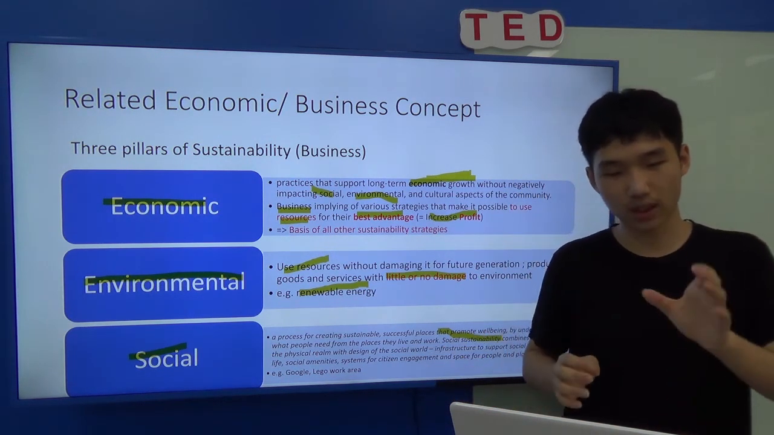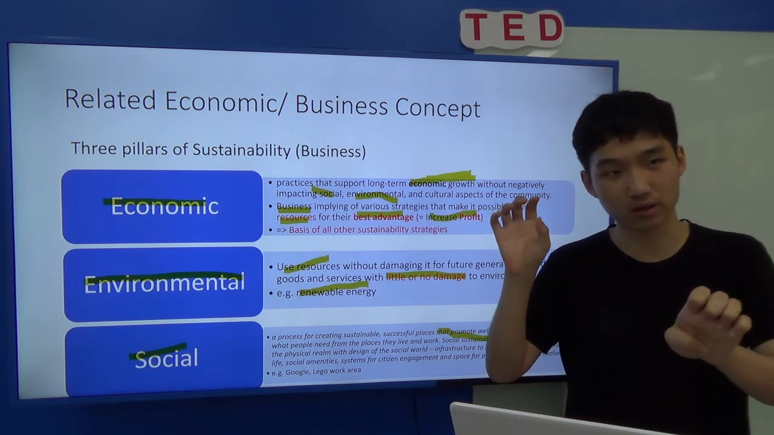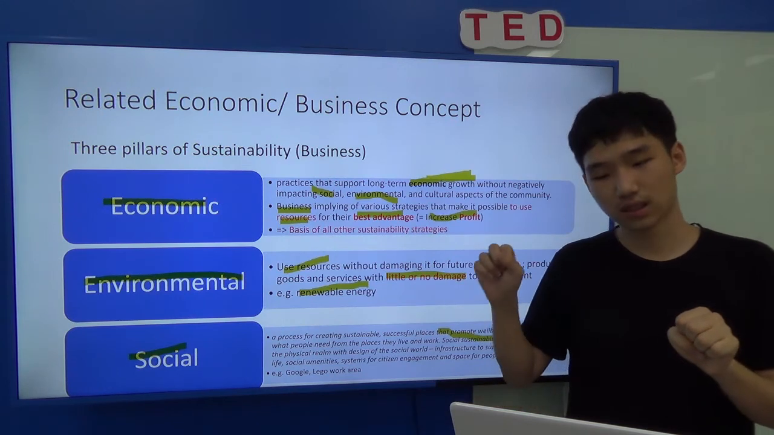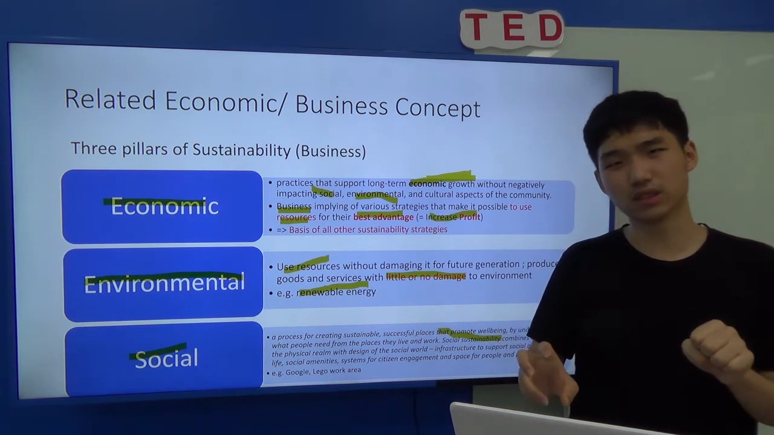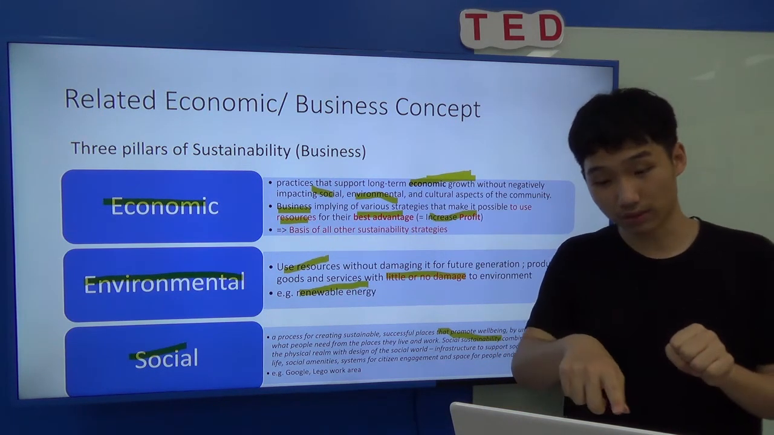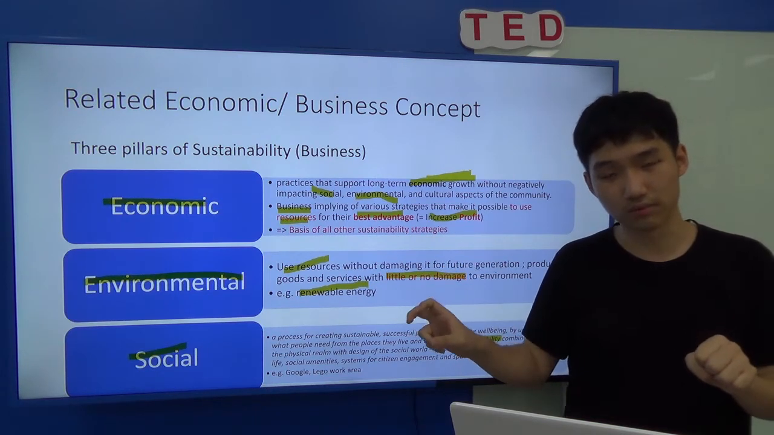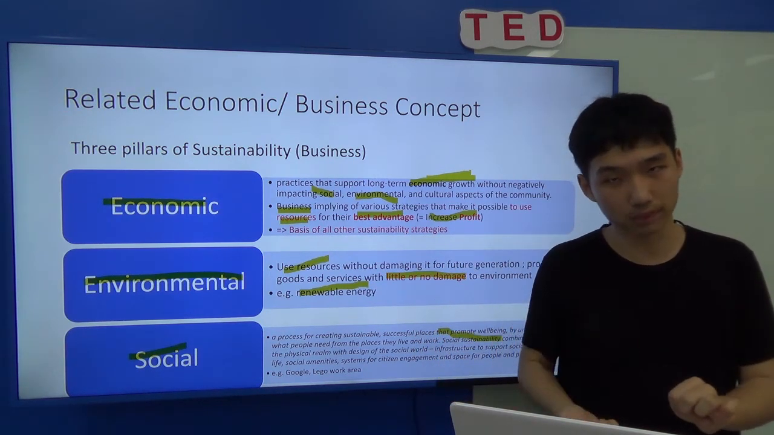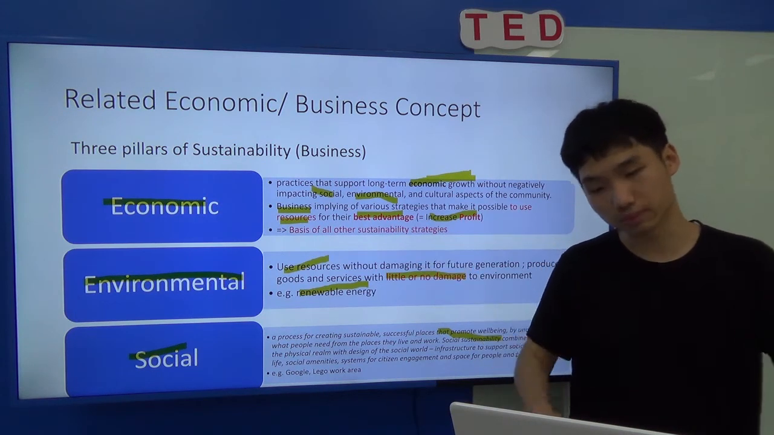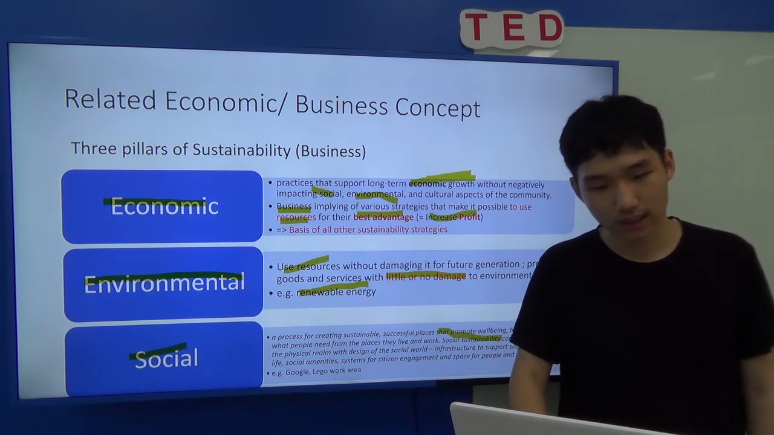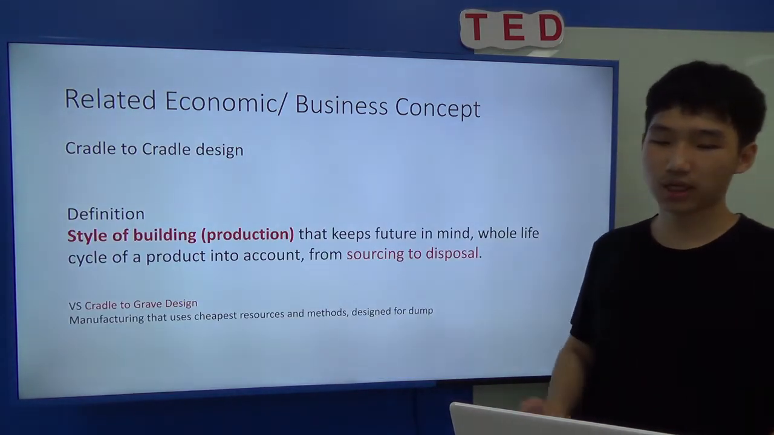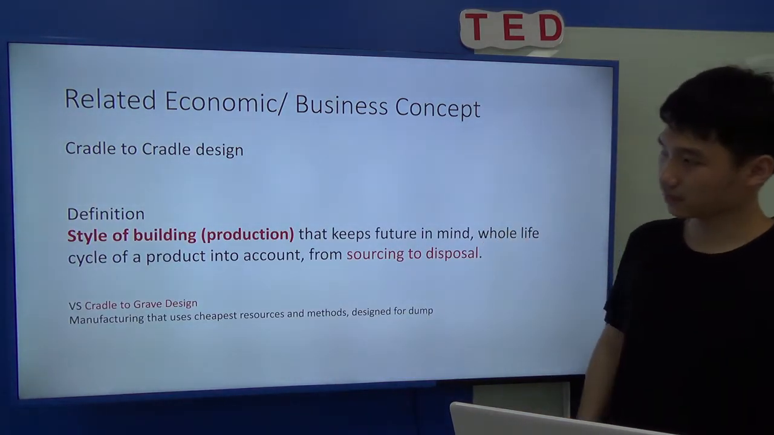So in short, economic sustainability is about increasing profit. Environmental sustainability is producing goods and services with little or no damage to the environment. Social sustainability is about workers and workplace and promoting their well-being. That's the sustainability part. And then the cradle-to-cradle design.